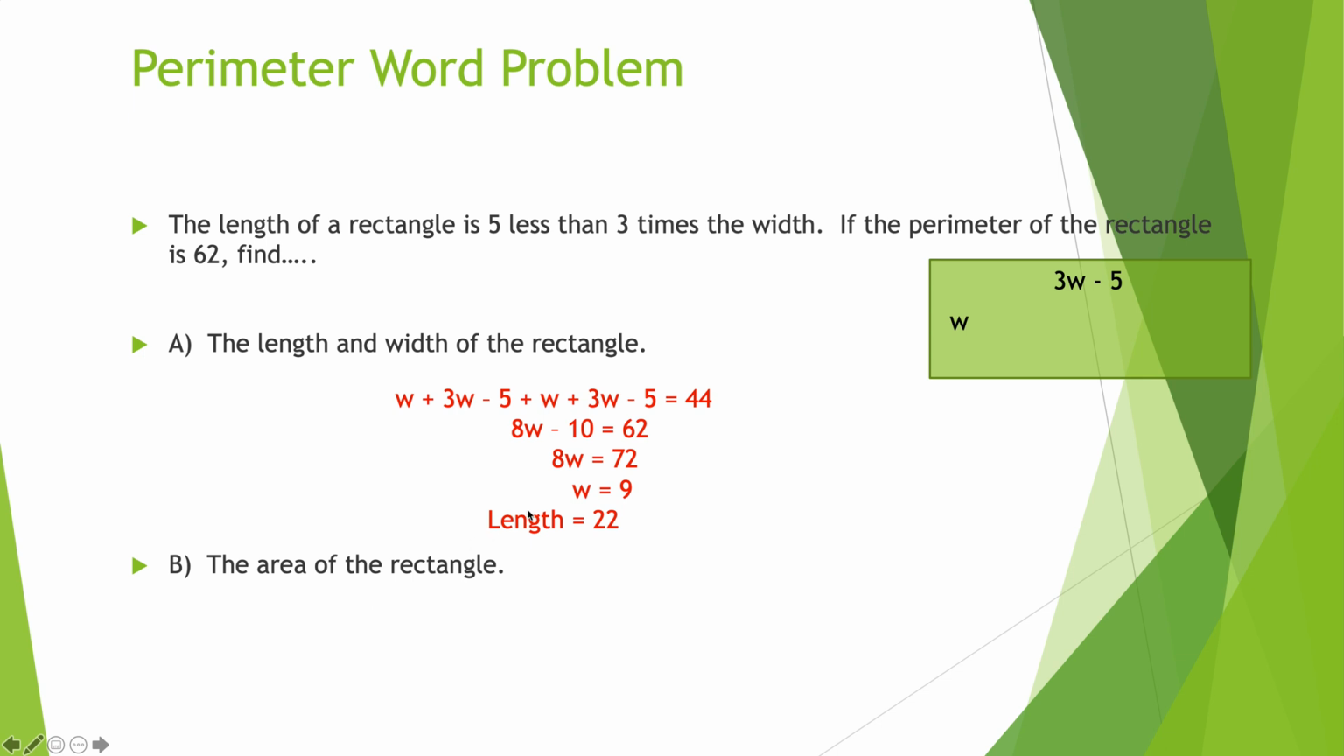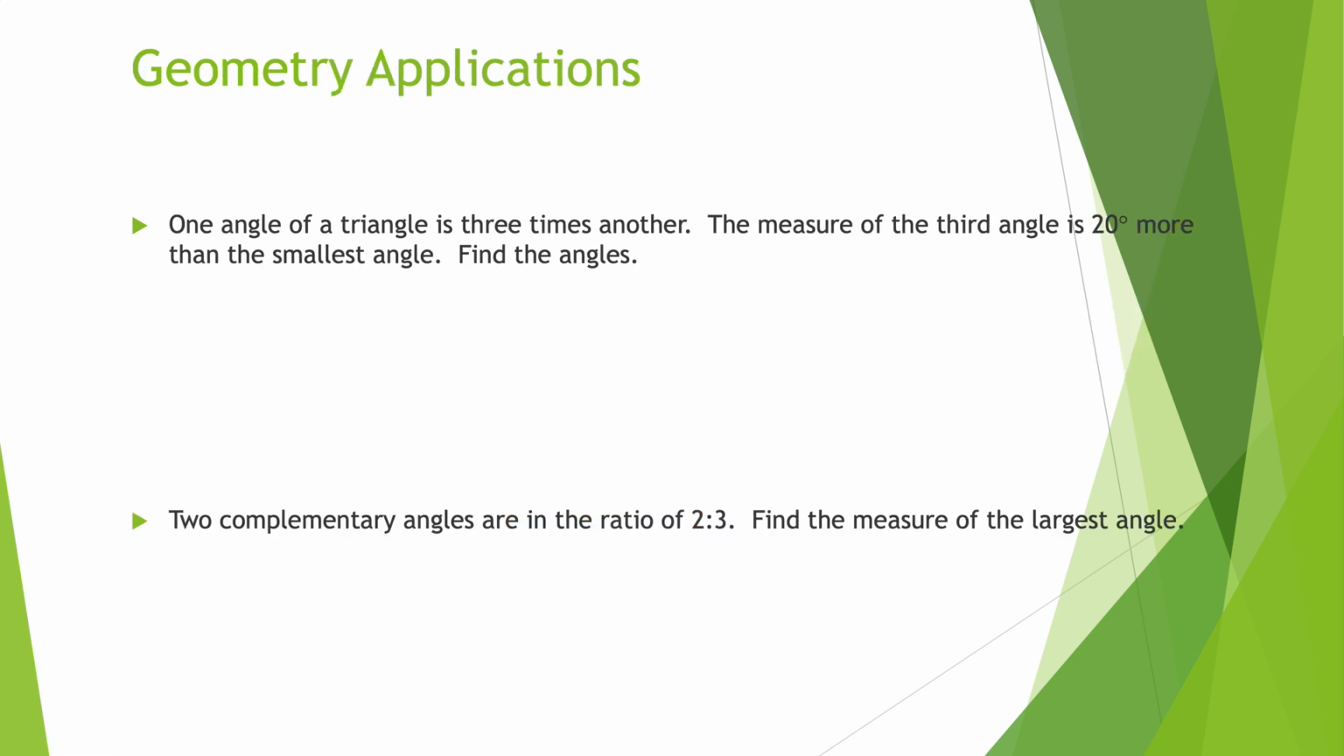Okay. Plugging the 9 back in, 3 times 9 is 27, minus 5 is 22. So the width is 9, the length is 22, and if I multiply them, I get the area. 22 times 9 is 198. Okay? All right. Again, we taught all of this already. We've only started to teach.